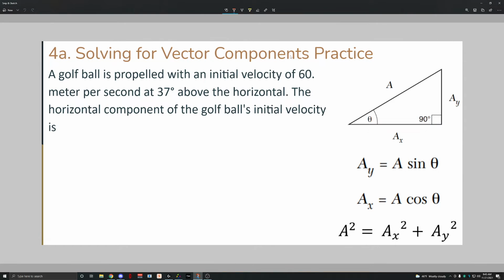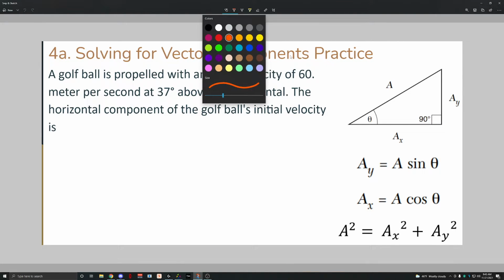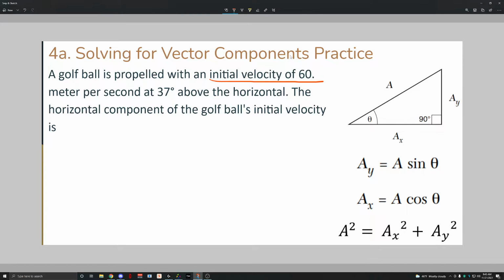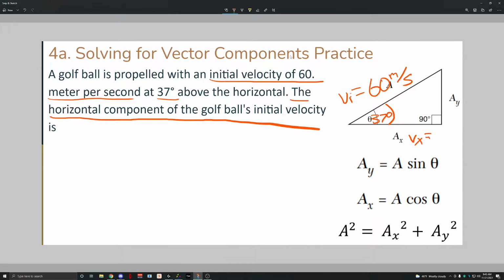All right, so let's do this practice problem. Initial velocity of 60 meters per second, 37 degrees above the horizontal. So you launch this object with an initial velocity of 60 meters per second at 37 degrees above the horizontal. And they're asking for the horizontal component of the ball's initial velocity. What is Vx here? Since you have Ax, A, and your angle, you're going to use this formula right here. So Vx is equal to Vi cosine theta.